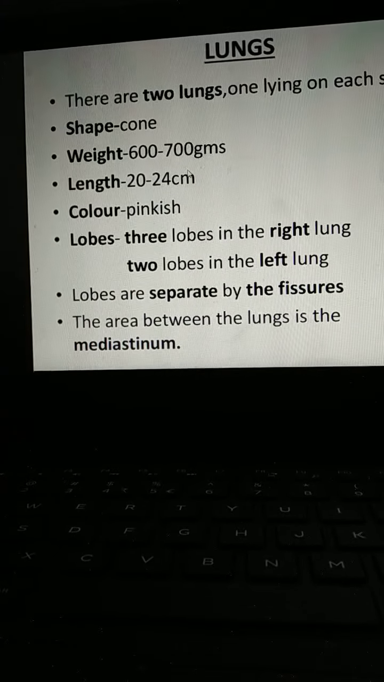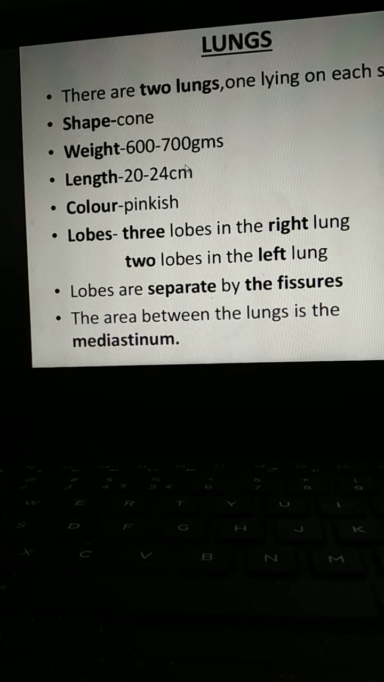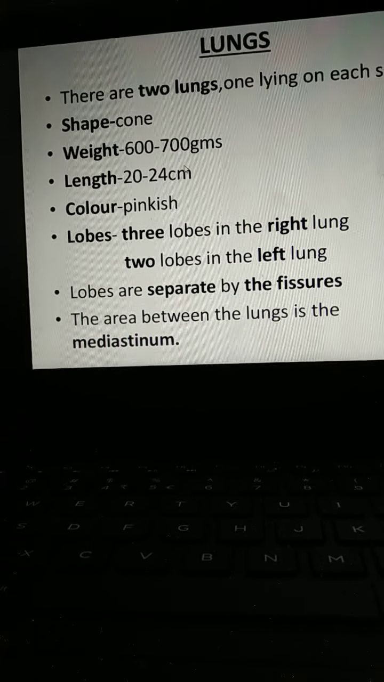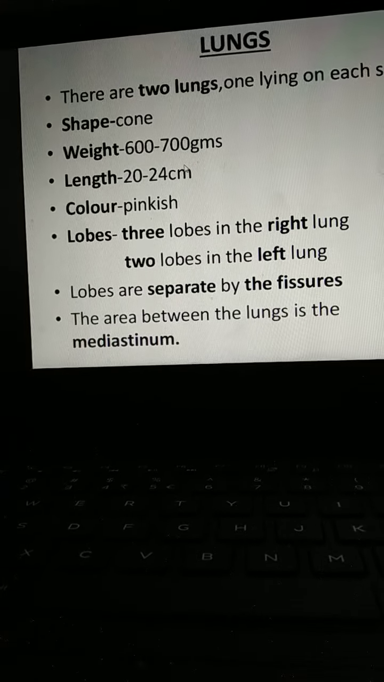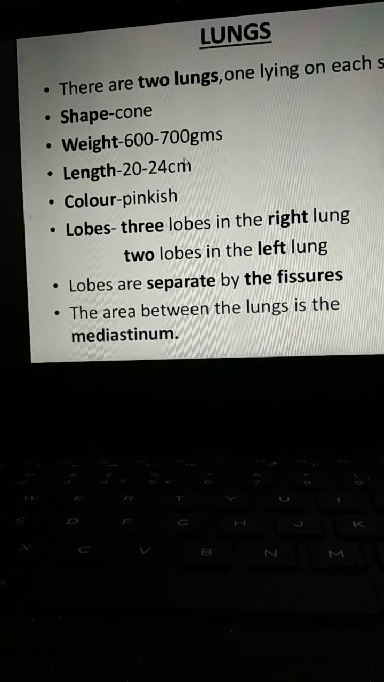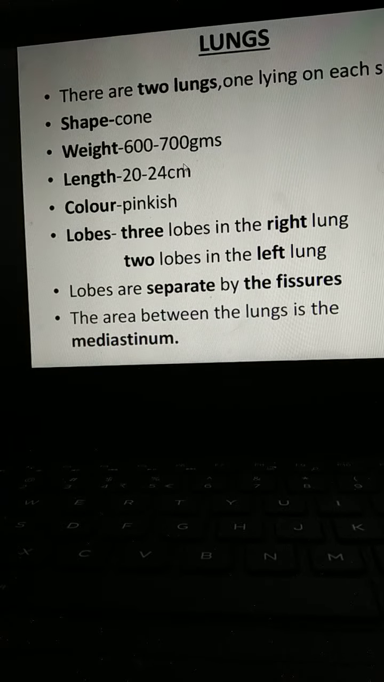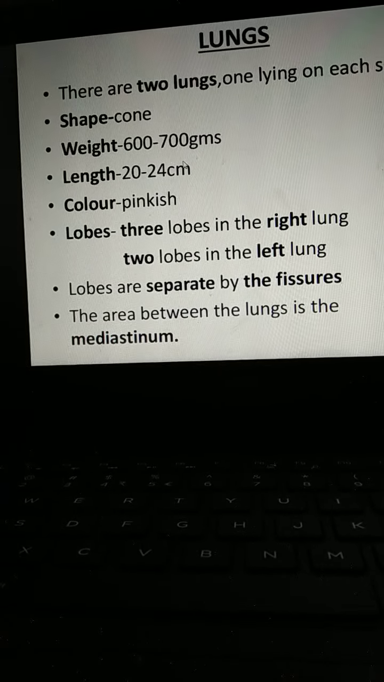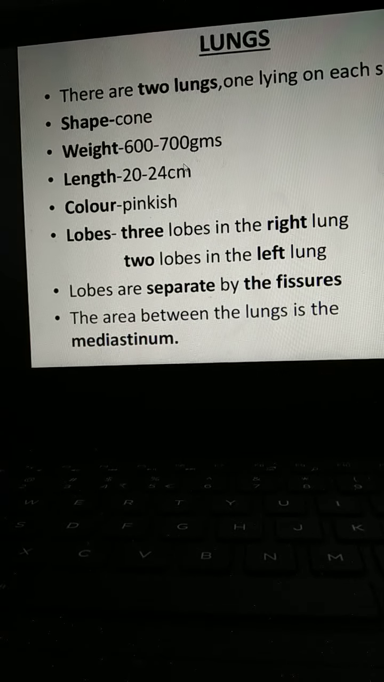The next organ in your respiratory system is the lungs. There are two lungs present in the thoracic cavity, on both sides of your midline, one on each side. They are 20 to 24 centimeters long, weigh nearly 600 to 700 grams, and are pinkish in color.